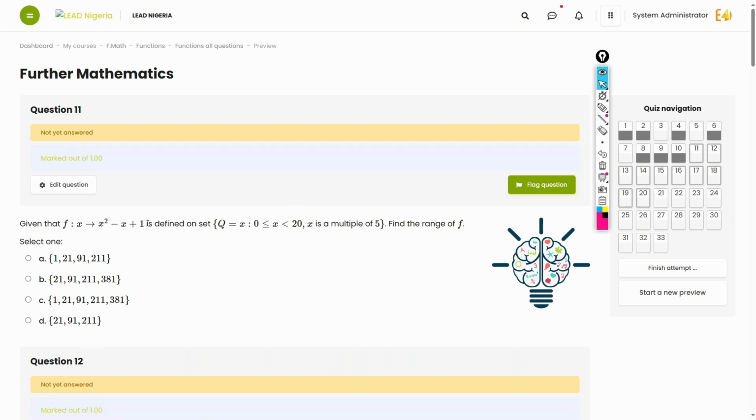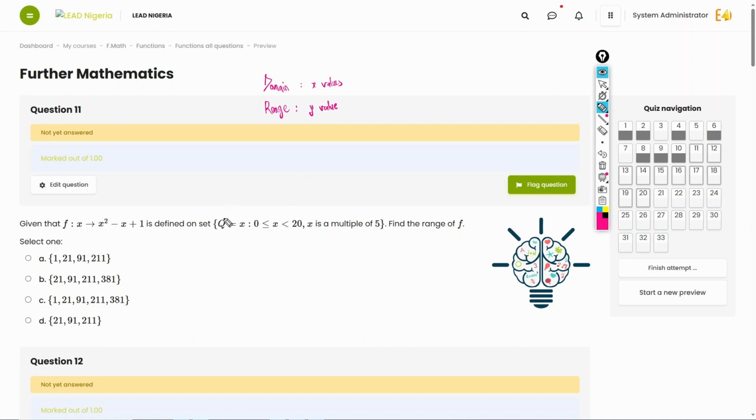So given that this is defined on the set where x is a multiple of 5, find the range of f. Good. So range means possible y values. Let's start with domain. Domain means x values, and then range means your y values, the y values that are possible for that particular function.